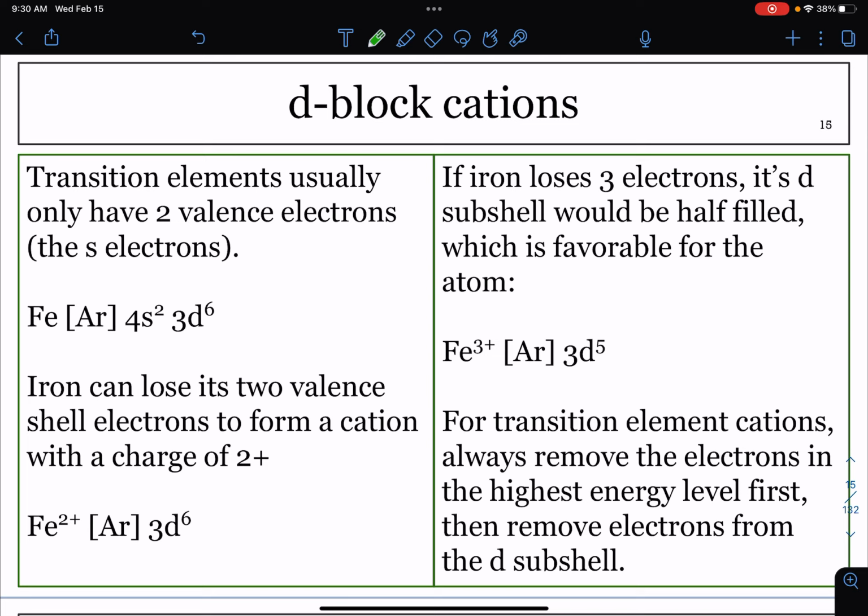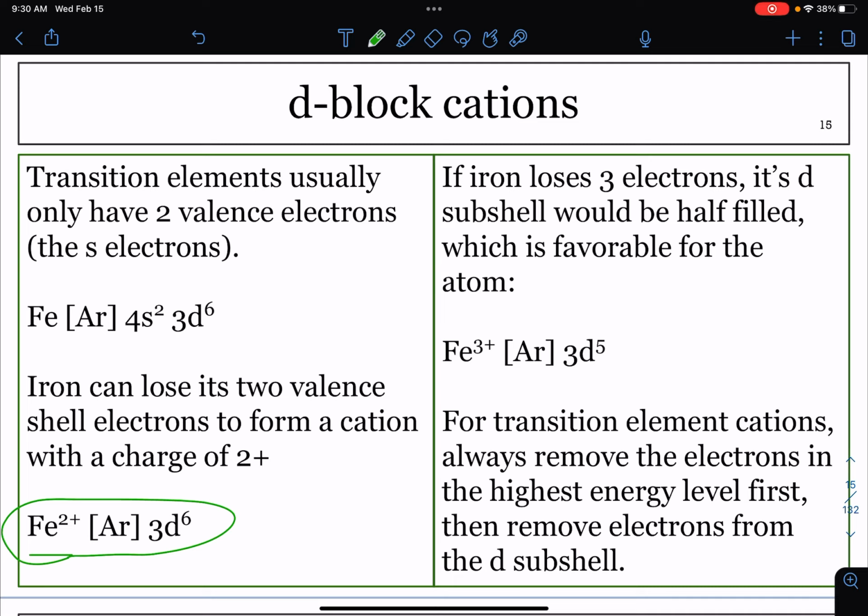Transition elements usually only have two valence electrons because the s electrons are greater than d electrons. So let's look at this example of the electron configuration of iron. This is a neutral atom of iron. Its valence electrons are just in the s subshell. So when iron becomes iron 2 plus, it has lost the valence shell of the 4s2 subshell. And now this is the electron configuration for iron 2 plus.